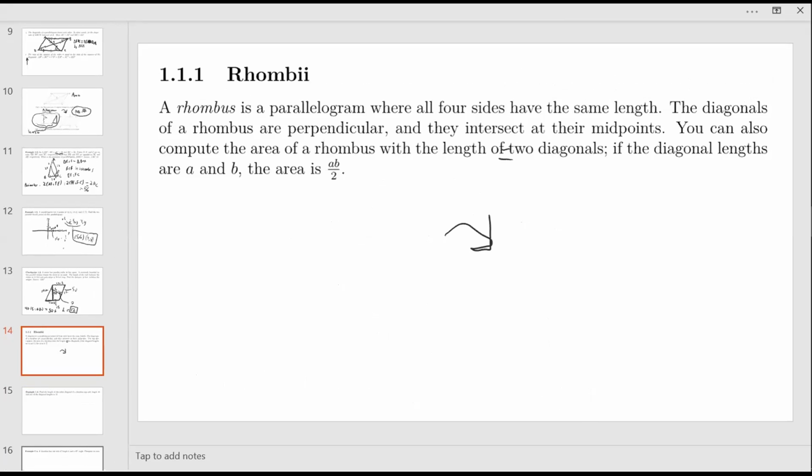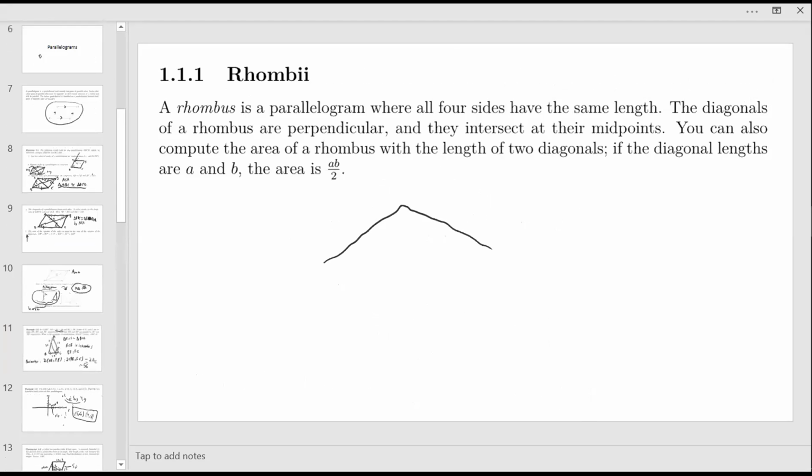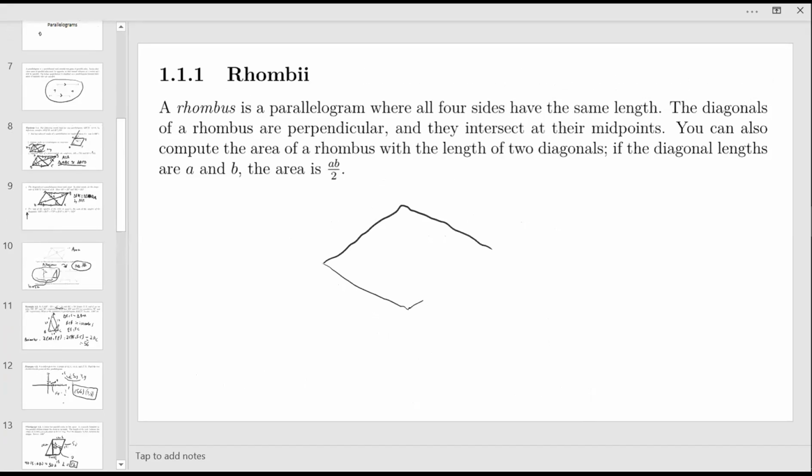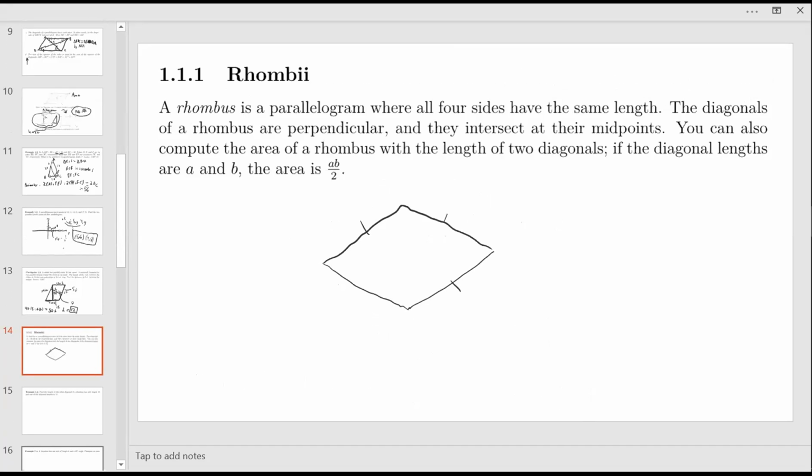So next we'll be discussing rhombi, which is the plural of a rhombus. A rhombus is just a parallelogram in which all the sides have the same length. So if you draw it out, it looks something like this. This is a little weird, but I think it works. So this side is parallel to this side, and this side is parallel to this side.